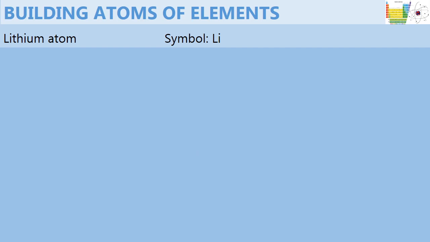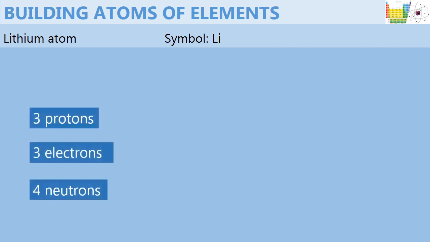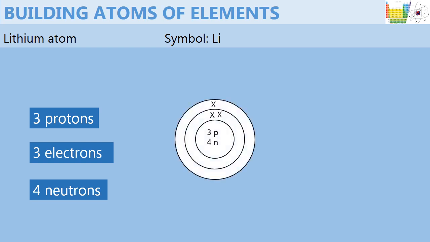The third element is lithium, which is Li. The subatomic particles of lithium are 3 protons, 3 electrons, and 4 neutrons. For us to draw the structure of the lithium atom, we're going to use the procedure and come up with the following. Notice that the first energy level contains only 2 electrons, and the third electron has occupied the second energy level, as you can see in the diagram.